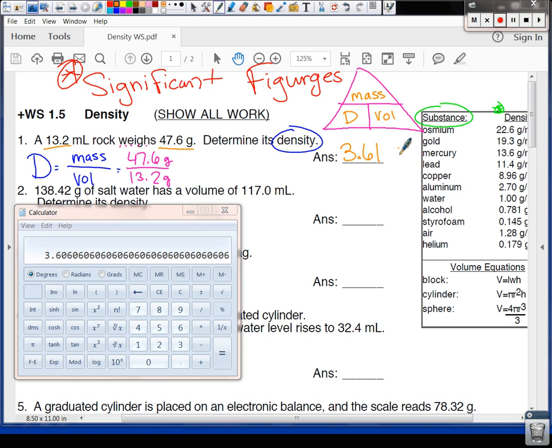You can set up your work, you can write it as beautiful as you possibly could, but you would lose credit for that because what's missing? The units. I did write grams on there. That is my mistake. Thank you for catching that. I need to write milliliters. Do those two units cancel each other out? No. So I must make sure that they maintain in my unit. So it is 3.61 grams per milliliter.